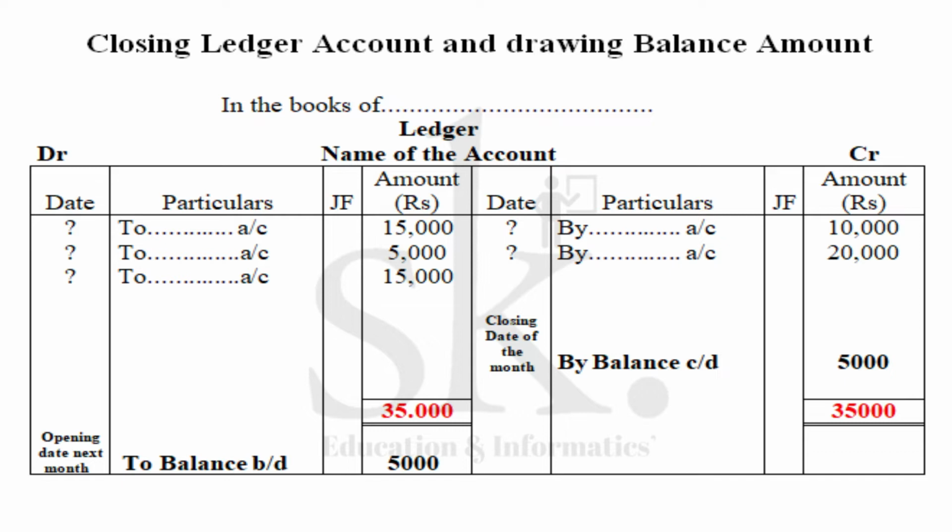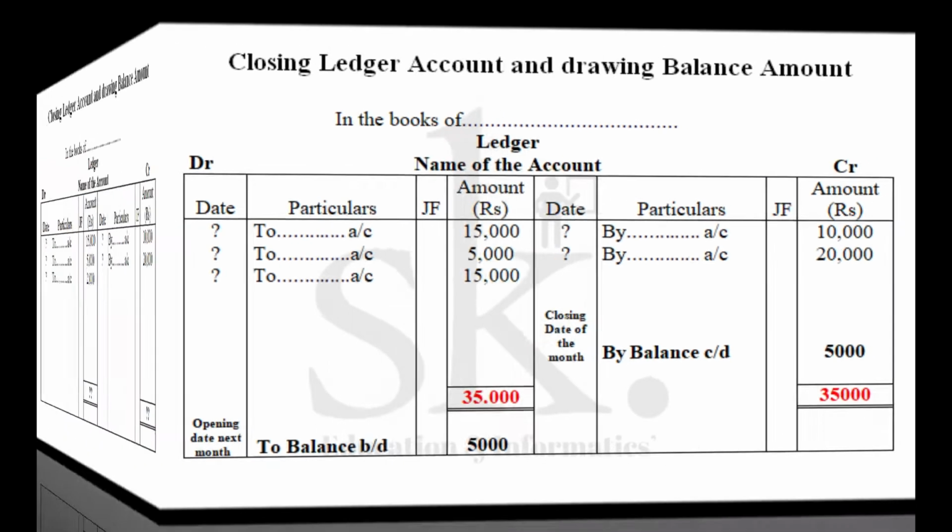c/d means carried down, and the date on which you require to record this is the closing date of the month. And you require to draw the balance on the opening date of the next month by writing "To balance b/d", the same amount, rupees 5,000. So the c/d balance, that is the carried down balance, will be on the closing date of the month, whereas the brought down balance will be as on the opening date of the month.